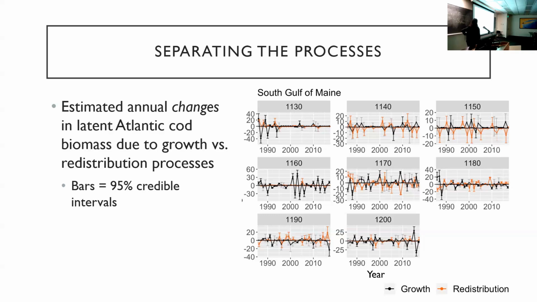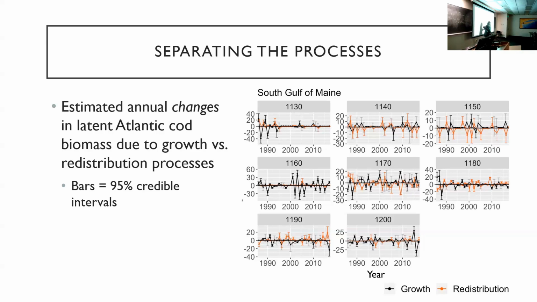And so one of our reviewers really wanted to see this. What we have here is the estimated annual changes in Atlantic cod biomass due to these two biological processes, growth and redistribution, for different strata. These are just numbering strata along with error bars. We're trying to see, is there just a pattern where we saw an increase in growth, redistribution is going down, so they're canceling each other out, essentially? Or if not, can we say how much of the change in abundance was due to growth versus redistribution? That's what we're looking at here.